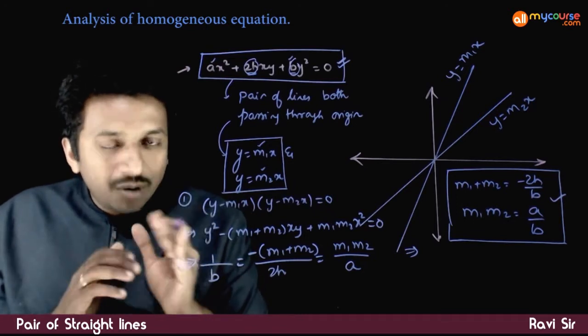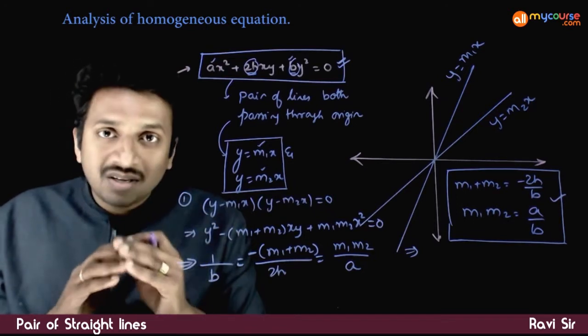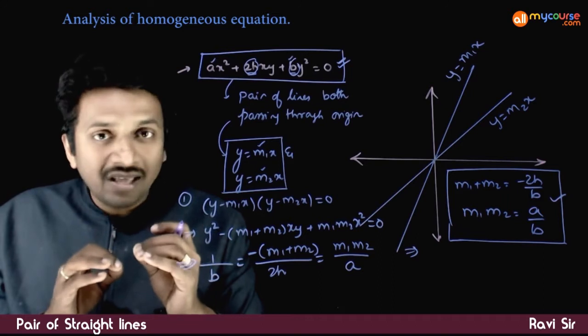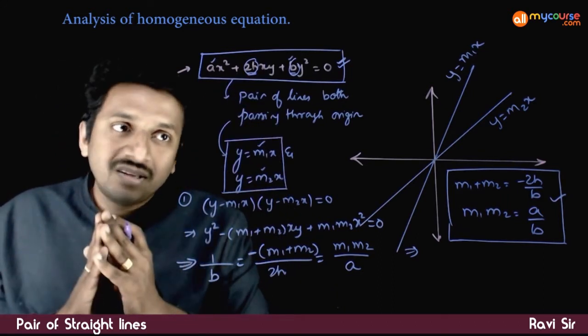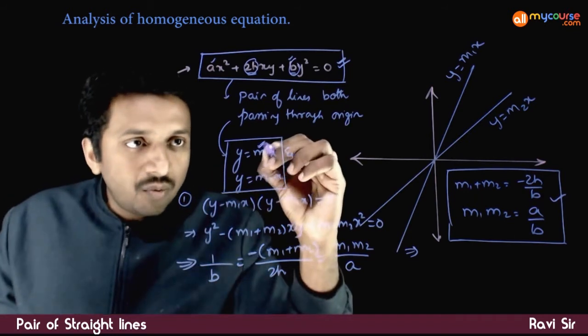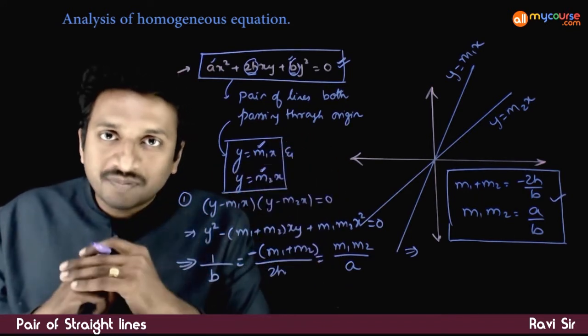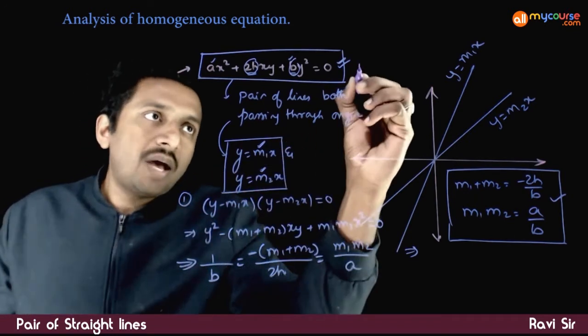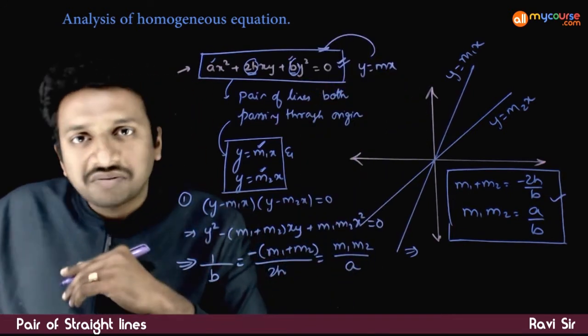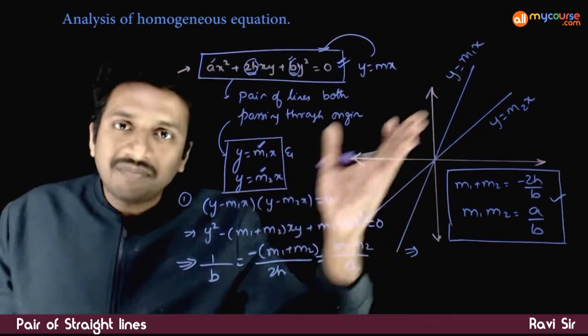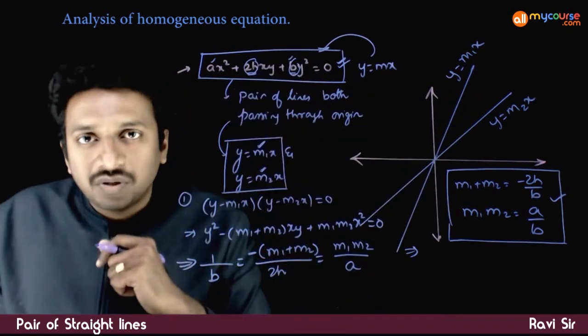So this same topic, same equations, can also be derived by converting this equation into a quadratic in m. That is, instead of assuming y equal to m1x and m2x as the roots, let us say that y is equal to mx satisfies this equation.